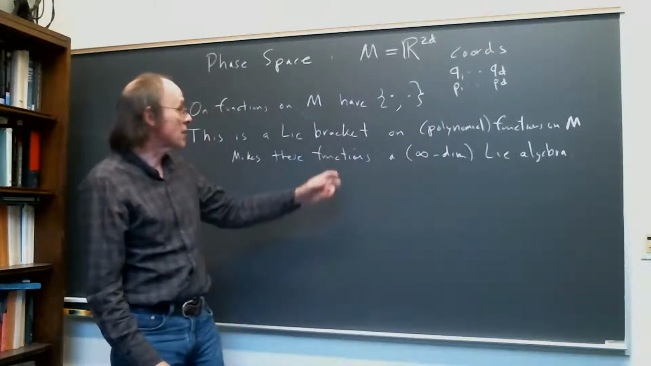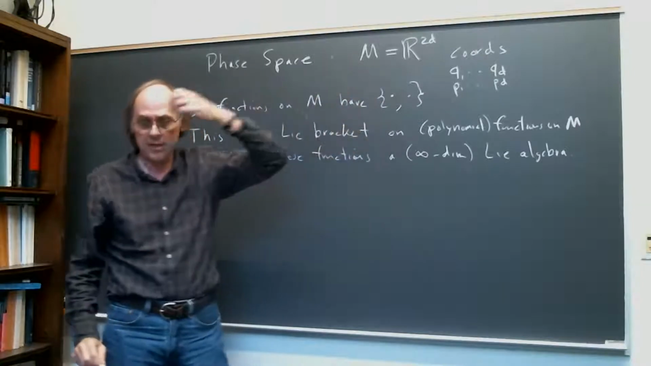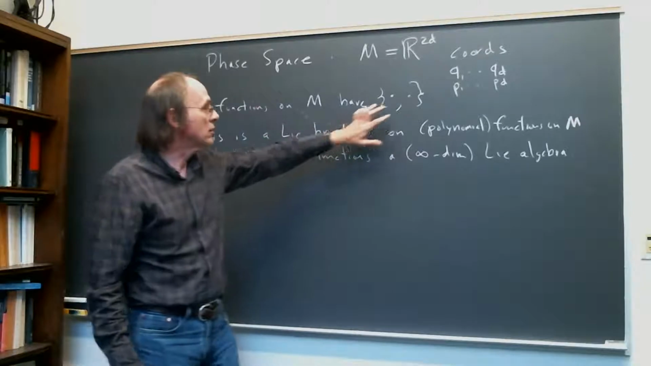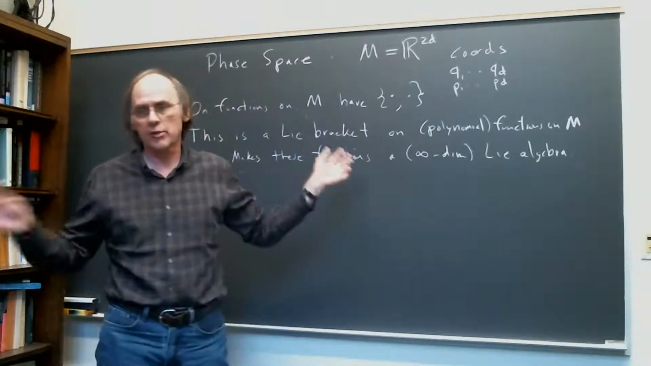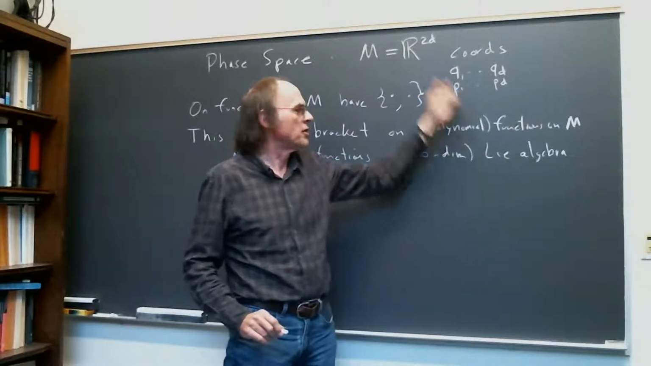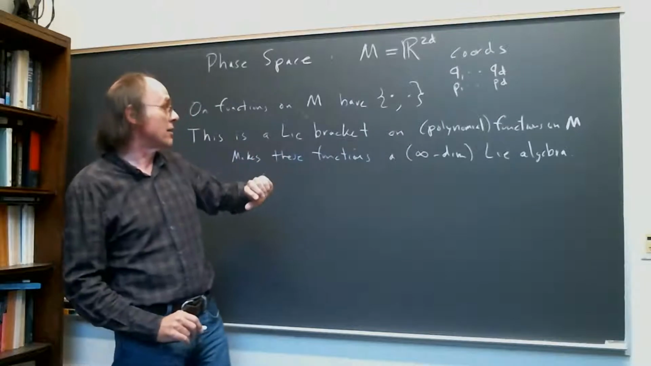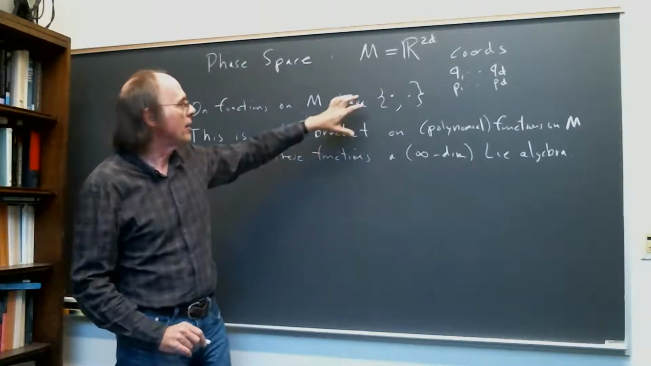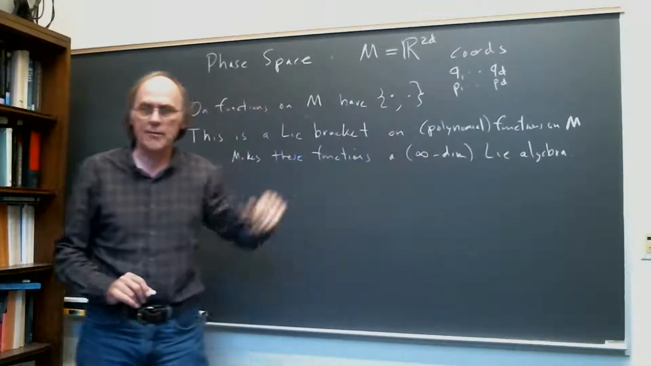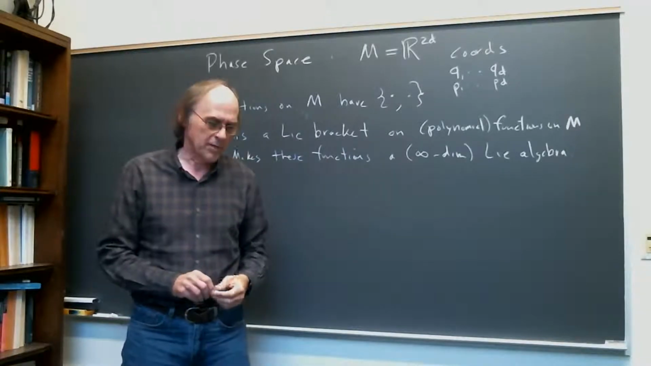Because it turns out that this bracket has the anti-symmetry property of a Lie bracket. It also satisfies the Jacobi identity. So you have an infinite-dimensional vector space, which is all functions on R^2d, which you can think of as being all polynomial functions, and this Lie bracket turns this into a Lie algebra. But as a vector space, it's infinite-dimensional, so it's not something that you can write down in terms of matrices or anything like that.